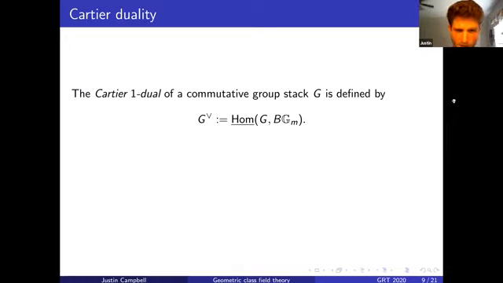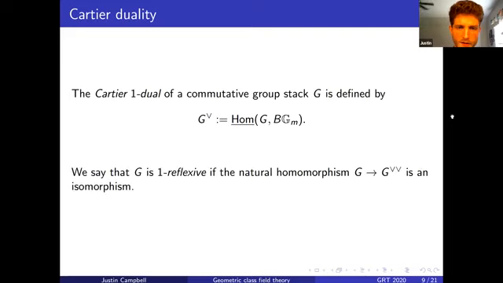Right, so it plays a distinguished role, at least in this setup, this one duality. And I'll say that a commutative group stack is one-reflexive if the natural homomorphism to its double dual is an isomorphism.